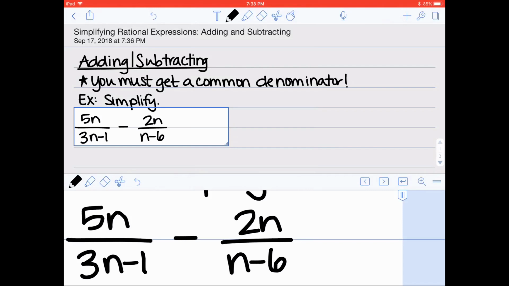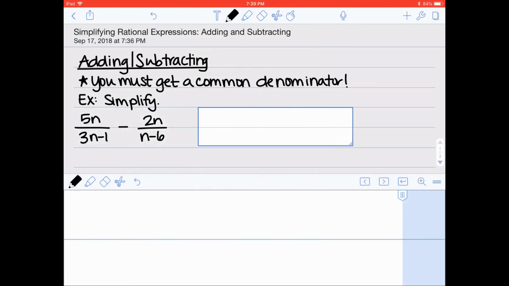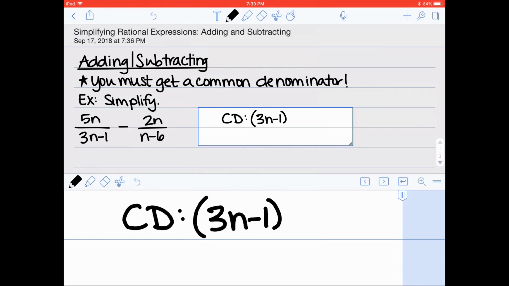If possible with your denominators, you want to factor them just to see if any of the factors are common between the two or maybe the three different denominators you have. And in this case, we don't have any common factors. So I know that my common denominator here is going to be 3n minus 1 and n minus 6. So each of my fractions has to have that as its denominator before I can go any further.